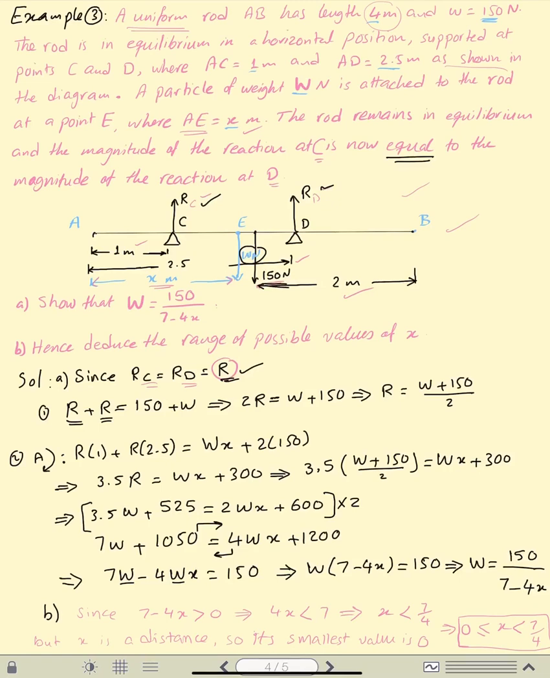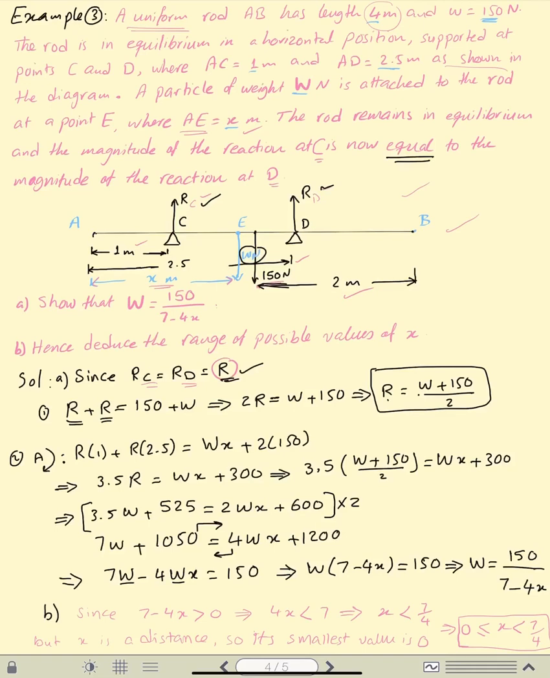From this you will get 2R equals W plus 150. So R is equal to... directly that will come to your mind as a senior or A-level student. We have two unknowns, so you need another equation. From where do you get this equation? From the moments. We have to be smart here.